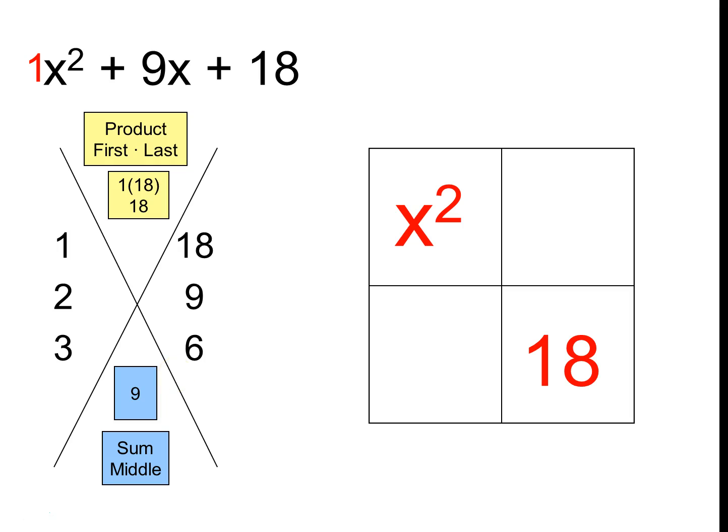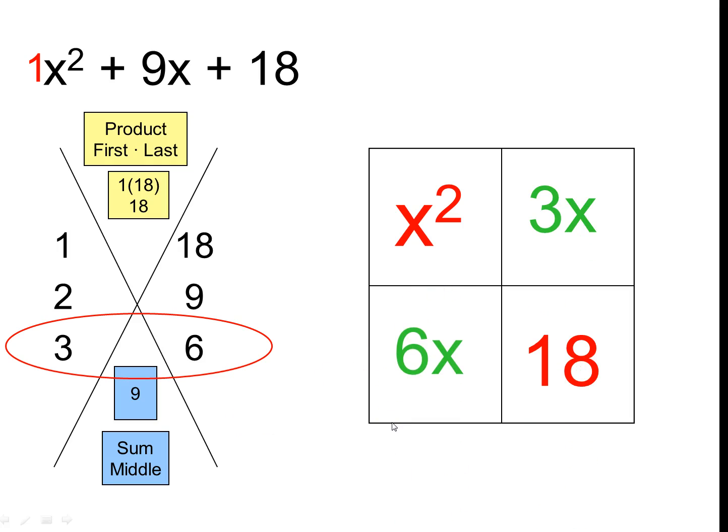So I wrote down all the multiples of 18. Now, which one of these sets of numbers adds to 9? Well, it's this one right here, isn't it? 3 and 6. So what we're going to do is we're going to put 3x and 6x over here. Remember, we're working backwards from that multiplying thing. Well, let's see. I need two things that multiply to x squared. Well, there's only one way to do that. That's x and x, isn't it?